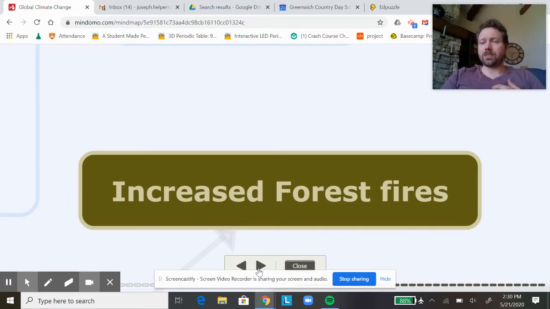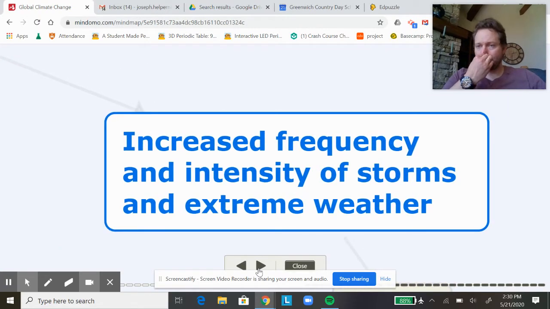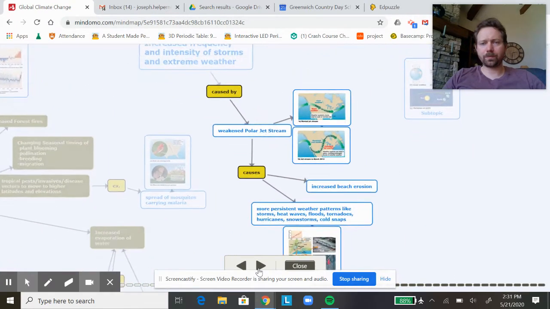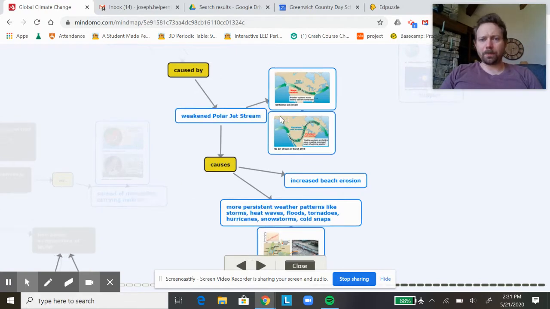Increased forest fires also happen. As a result of the increase in droughts, you have more arid conditions in certain places that will cause more forest fires. As a result of the increase in precipitation, you have an overall increase in intense storms and extreme weather. And this is caused by the weakening of the polar jet stream.